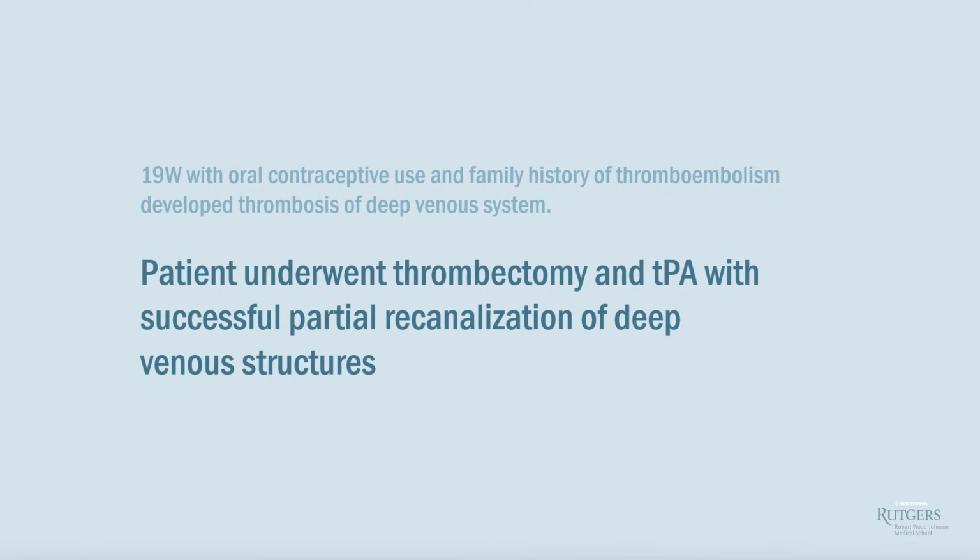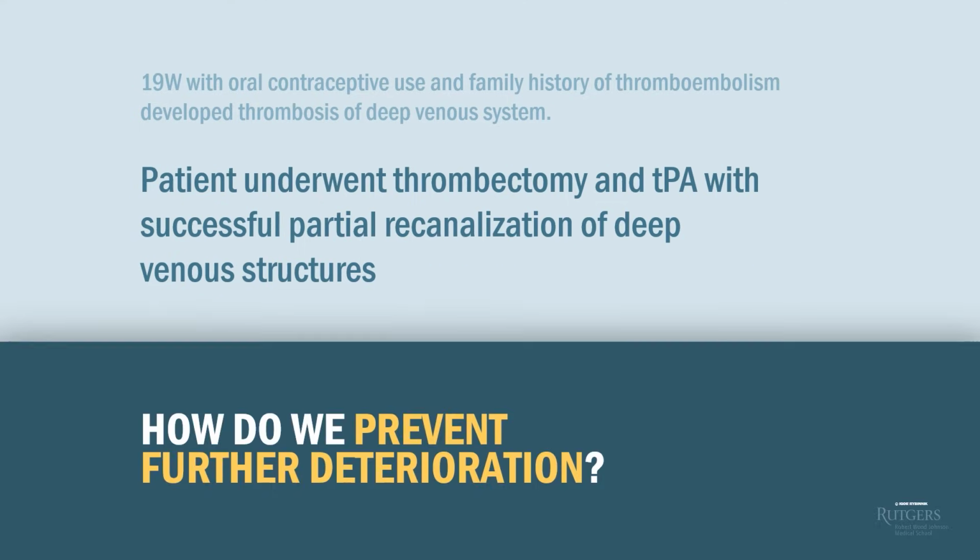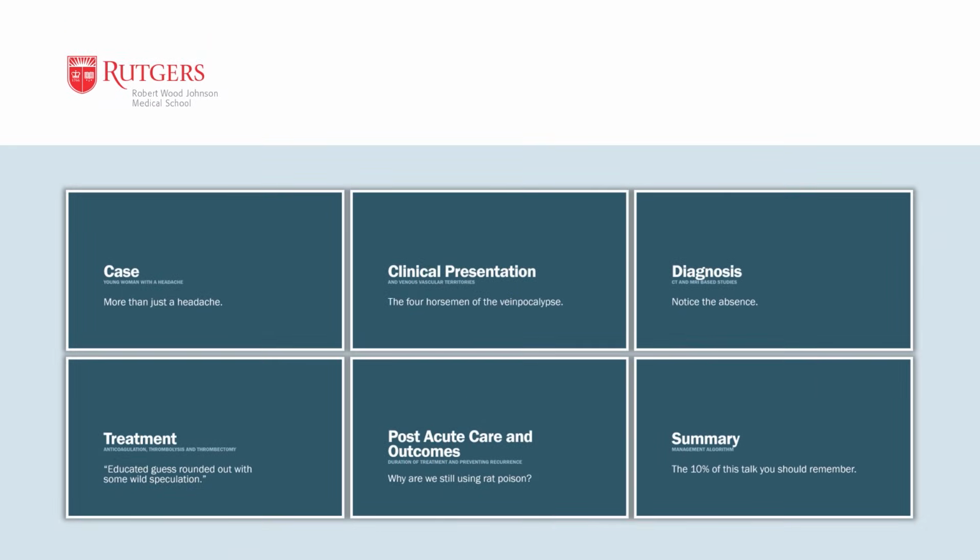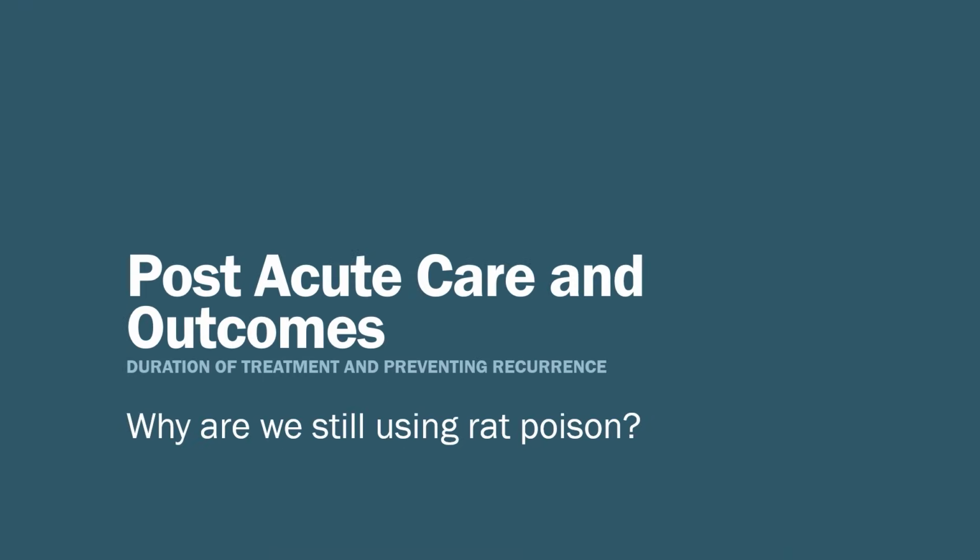Our patient underwent a thrombectomy with thrombolysis, that's infusion of TPA into the brain vessels, with successful partial recanalization of the deep venous structures. How do we prevent further deterioration? This question brings us to the final part of the talk: post-acute care and outcomes.